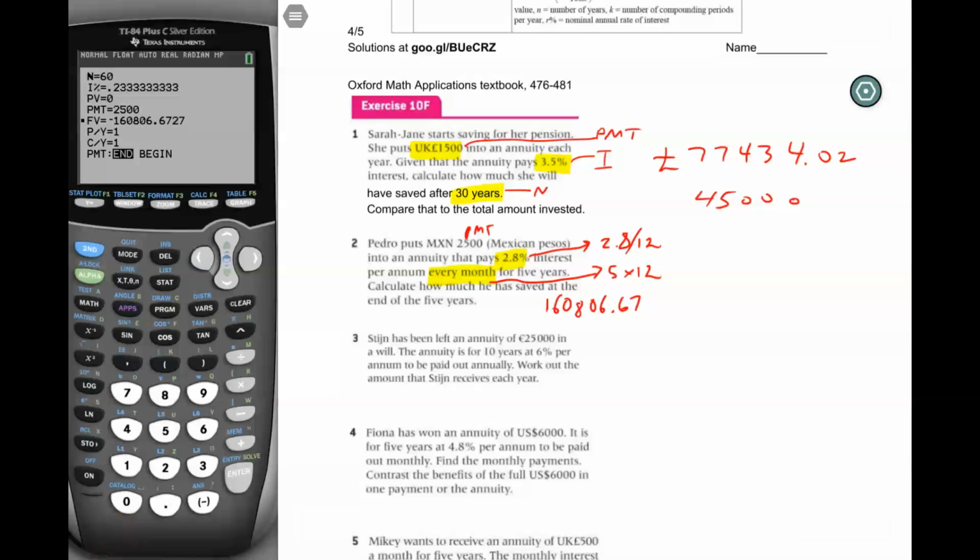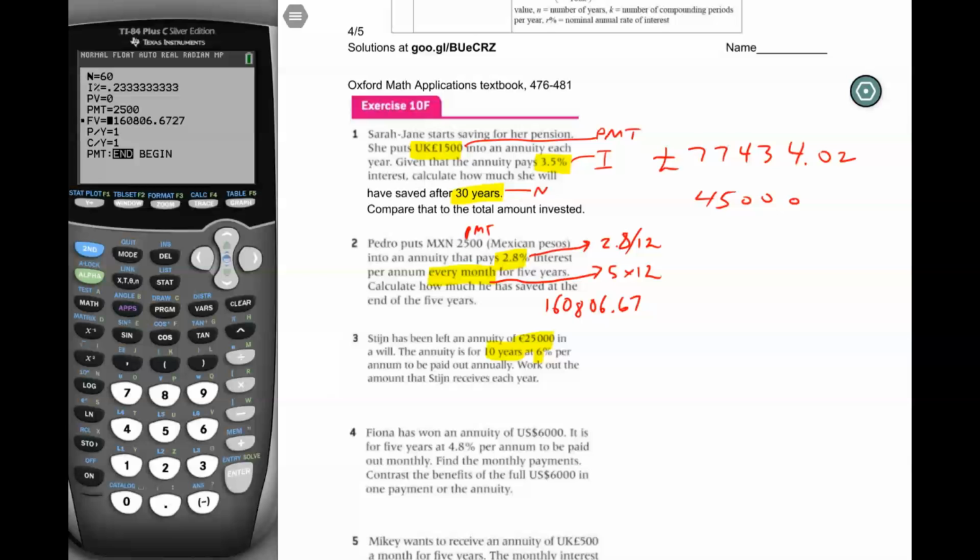Okay, number 3. Stygian has been left an annuity of 25,000 euros in a will. The annuity is for 10 years at 6% per annum paid out annually. Work out the amount that he receives each year.